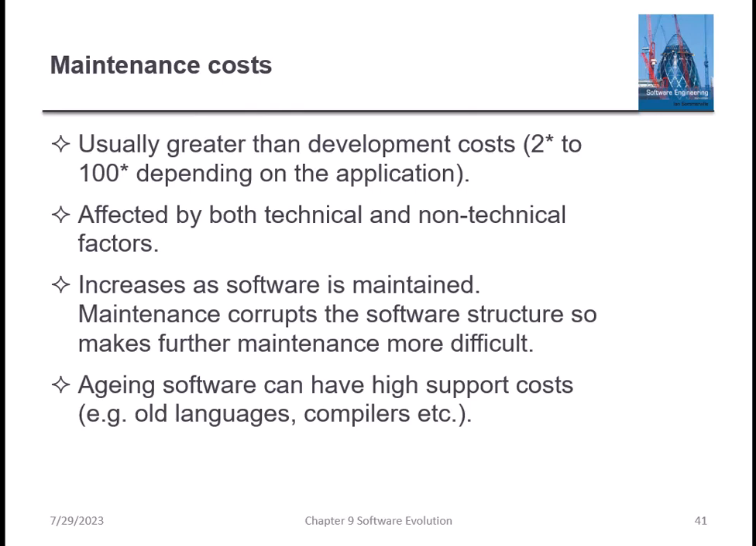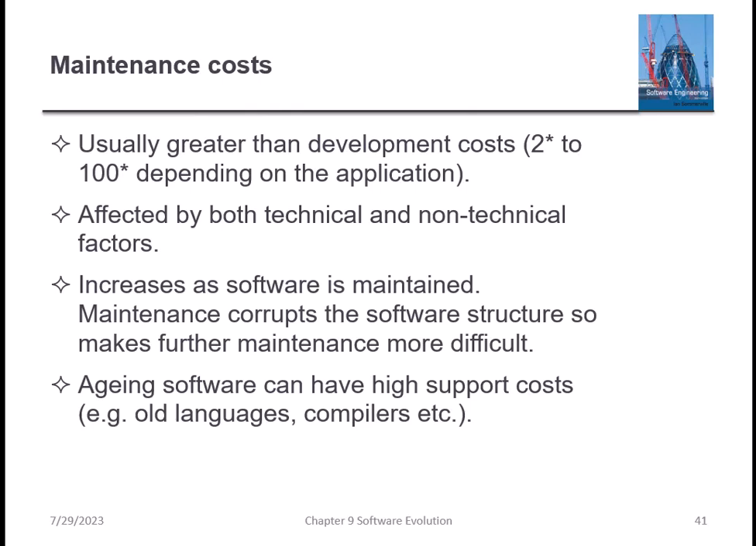Now let's discuss the maintenance costs. It is usually greater than the development costs, 2 to 100 times depending on the application. Why? Because in maintenance we modify existing modules, components, and architecture. So we must first analyze the existing architecture, the source code, the legacy system, and then bring change. So sometimes, not all the time, it exceeds.